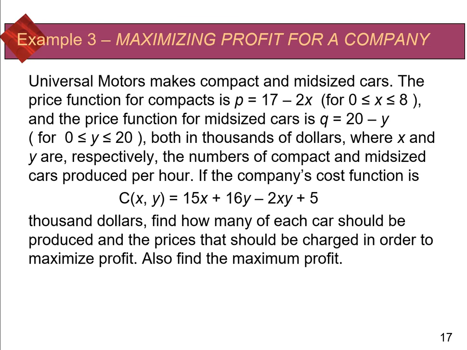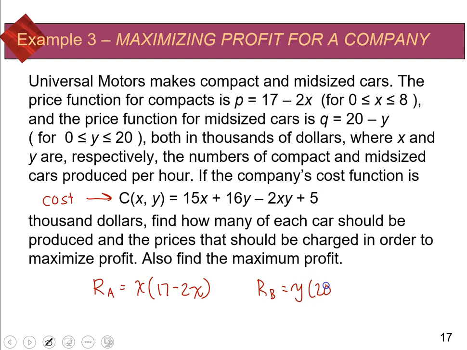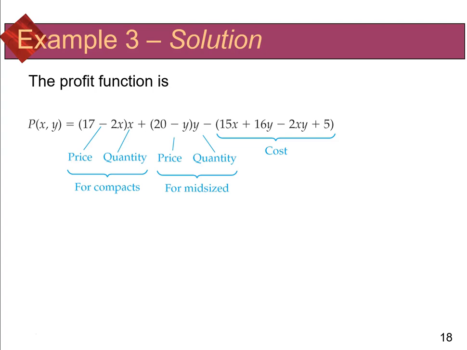So, I have my cost function in place. I know my revenue for product A is going to be x times 17 minus 2x. And I know that my revenue for product B is going to be y times 20 minus y. Again, quantity times price. Quantity times price. So now when I put this into a profit function, I get this, and now I'm going to simplify it.